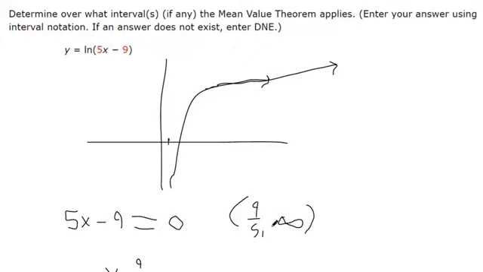Okay, and that's it. So this one's kind of like finding the domain, isn't it? And if you're wondering why I went to infinity, it's because you can't have a logarithm of a negative number. So I was thinking about all positive values that are possible.